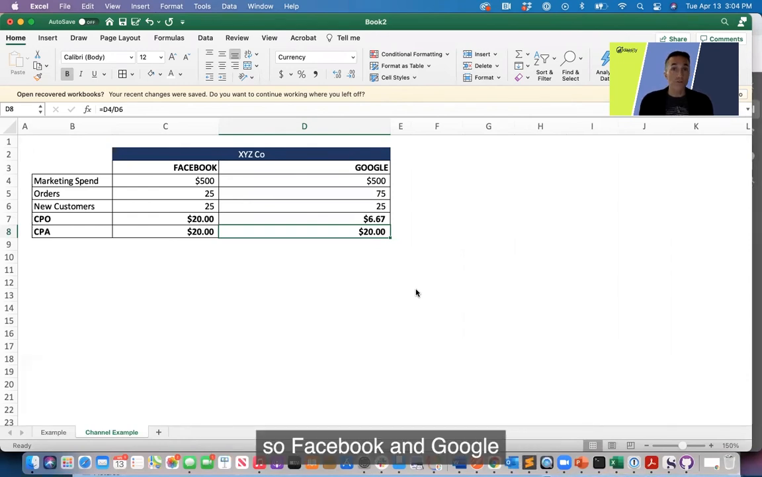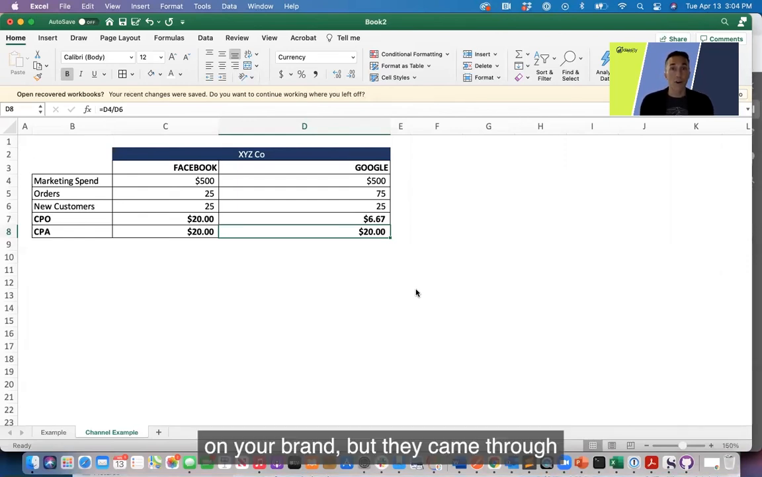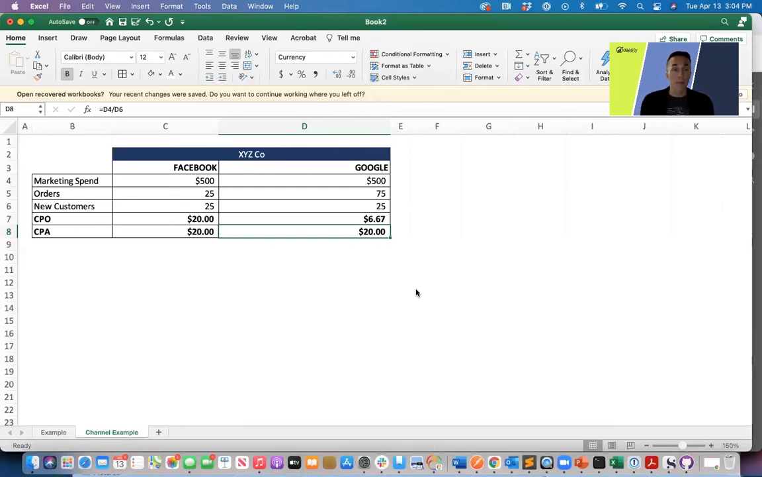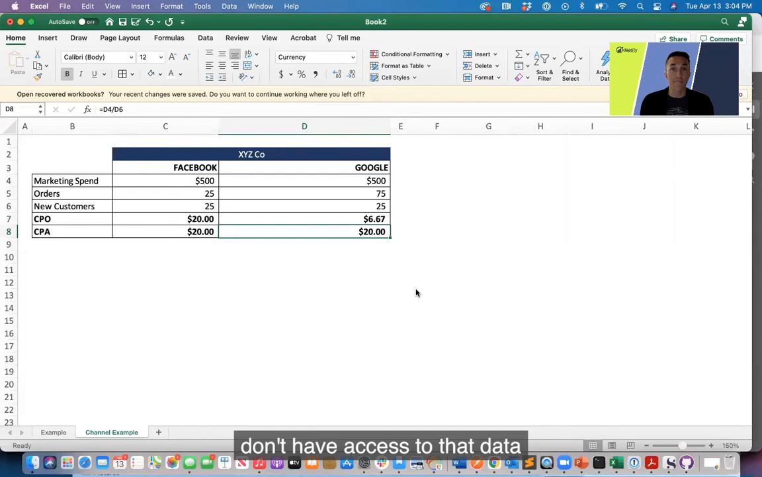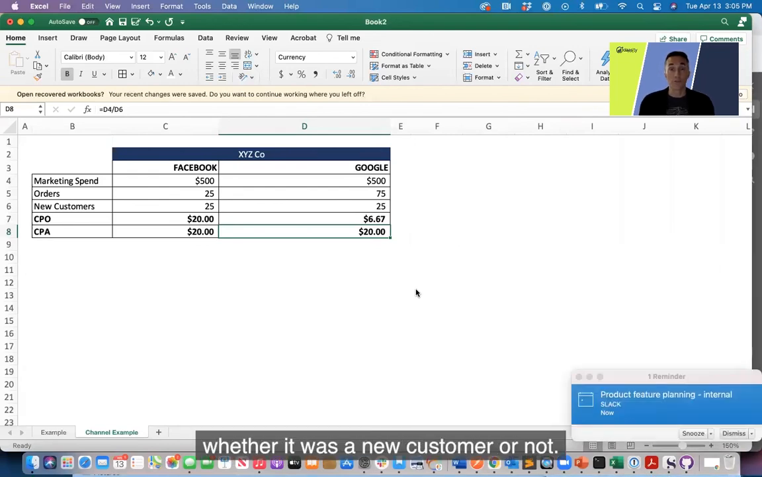Facebook and Google don't necessarily know that a customer is a new customer. They might know if that customer has ever come through Facebook or Google before, but perhaps that customer purchased for the first time on your brand, but they came directly typing in the URL. Facebook and Google don't have access to that data necessarily. So what Facebook and Google are usually showing you is just a cost per order. It is not a cost of acquisition. So do not take their numbers as a cost of acquisition number. They don't have all of the data they need to know whether it was a new customer or not.